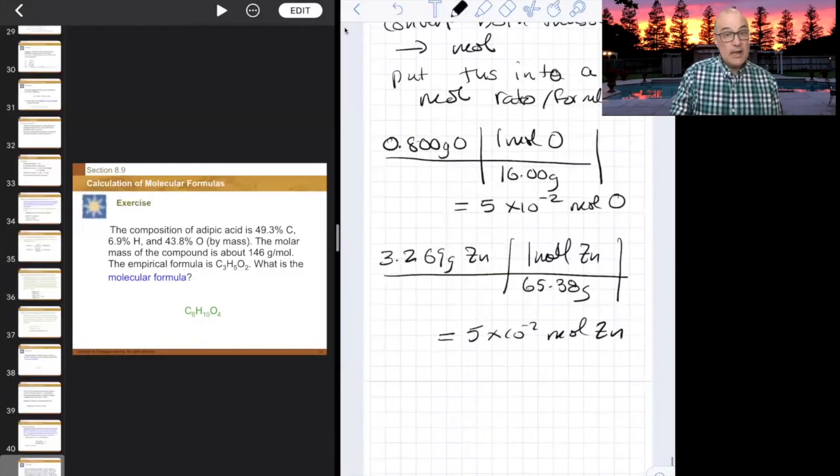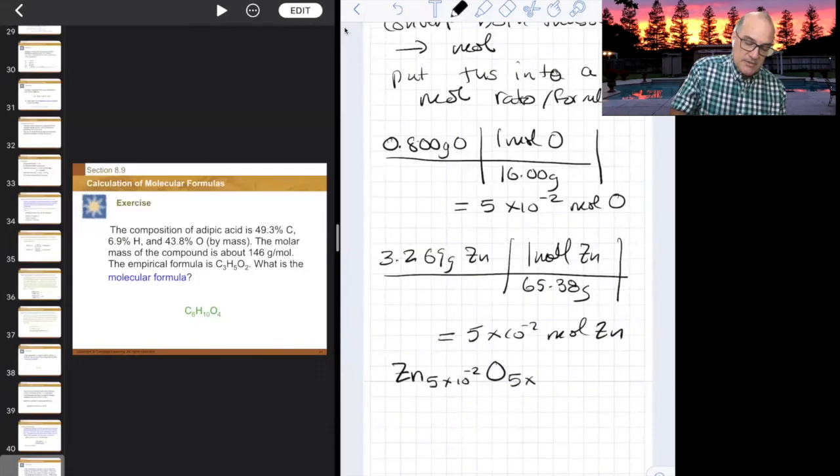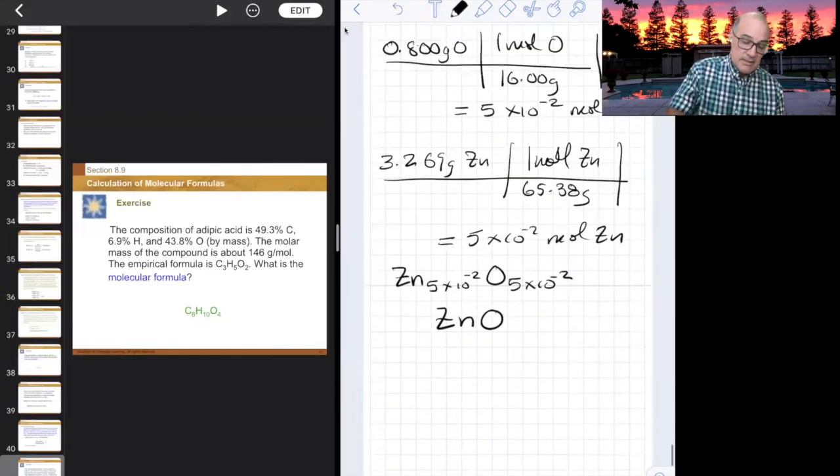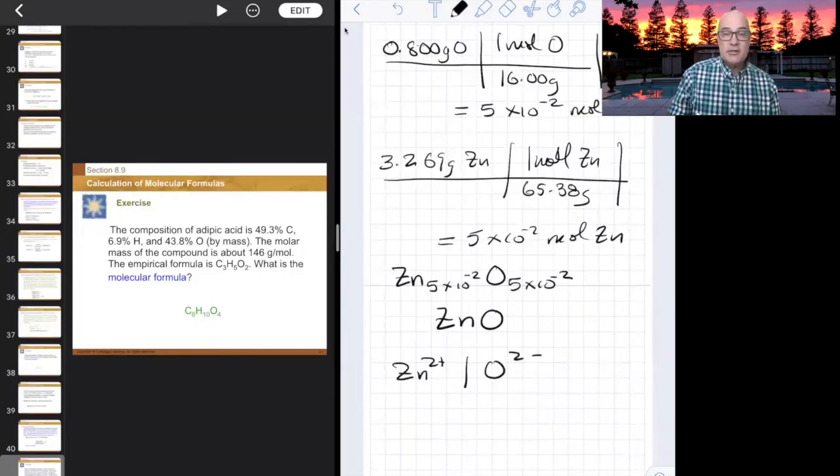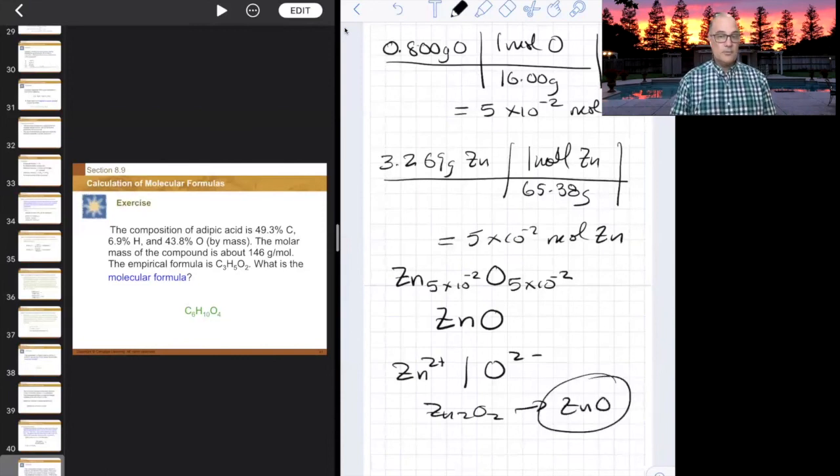In other words, if we follow the same pattern we did with the other problem, we have zinc 5 times 10 to the minus 2, oxygen 5 times 10 to the minus 2. Those numbers are the same, so we can see trivially the formula is ZnO. Does this make sense? Well, zinc's common charge is +2, oxide's common charge is -2. Remember how we figured out formulas from names as we crisscross the charges to the subscripts? Zn2O2. But when we do this for naming, we know that we just reduce that to ZnO, right?